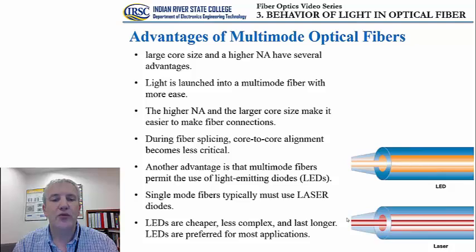Also, multi-mode fibers permit the use of light-emitting diodes, or LEDs, that are significantly cheaper than other light sources. They are less complex and they can last longer. So all these are the advantages of multi-mode optical fibers, but there are also certain disadvantages. Loss in multi-mode fibers is much more pronounced than in single-mode fibers. And usually multi-mode fibers are used for shorter distances, as opposed to single-mode optical fibers that are able to transmit the information over larger distances.